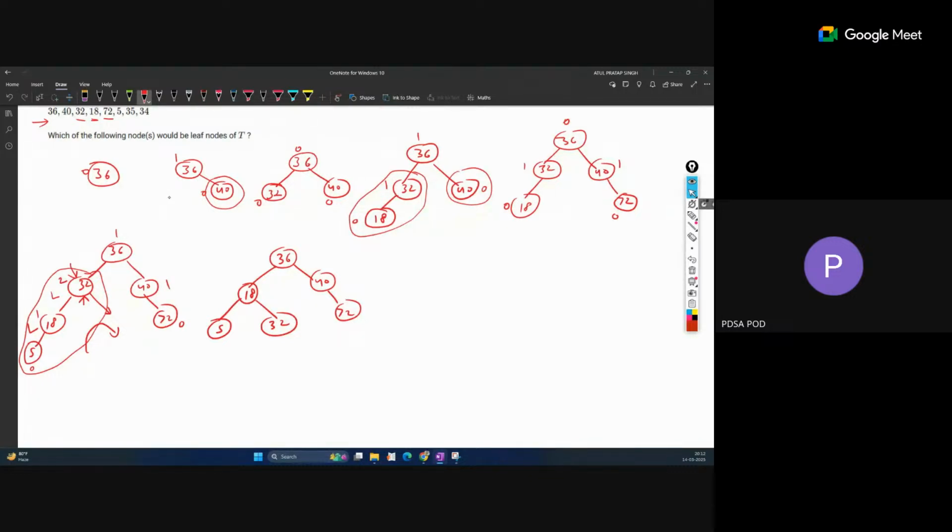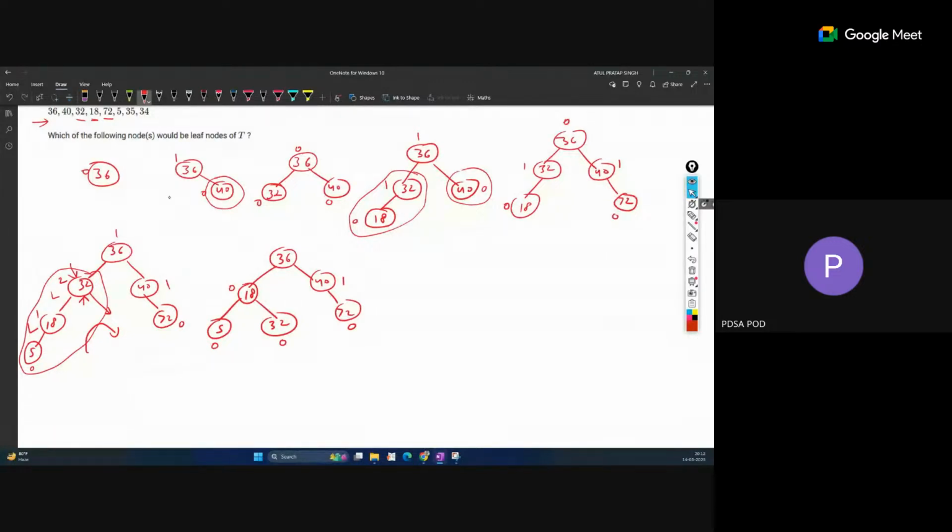Okay, so this is the way we apply the rotation according to the condition. Now the balance, after applying the rotation, only one rotation is required for this type of situation. So 0 balance factor for this, 0 for this, 0 for this. Now 18: 1 minus 1, 0. For 40, this will remain the same.